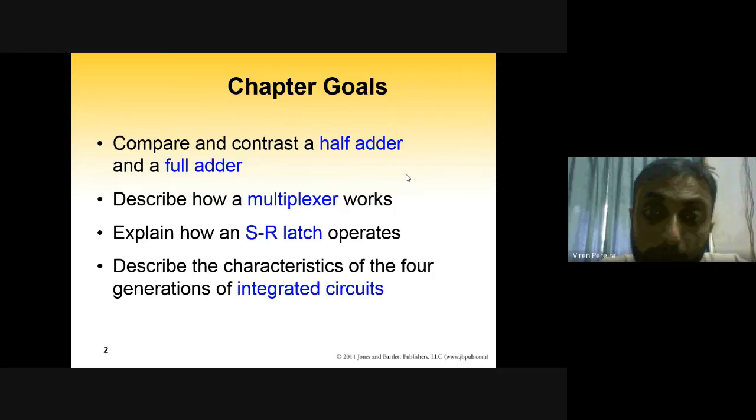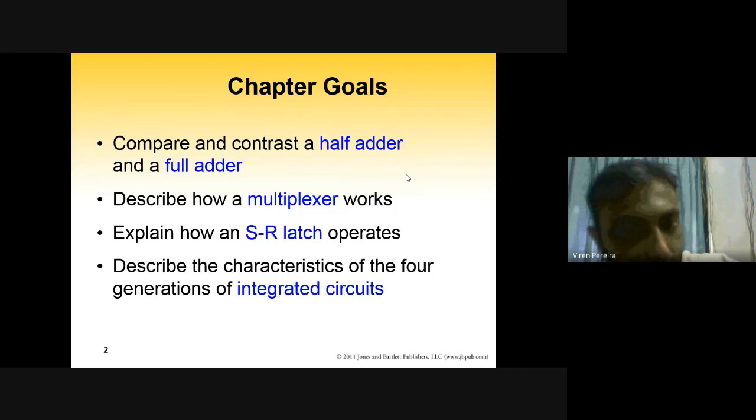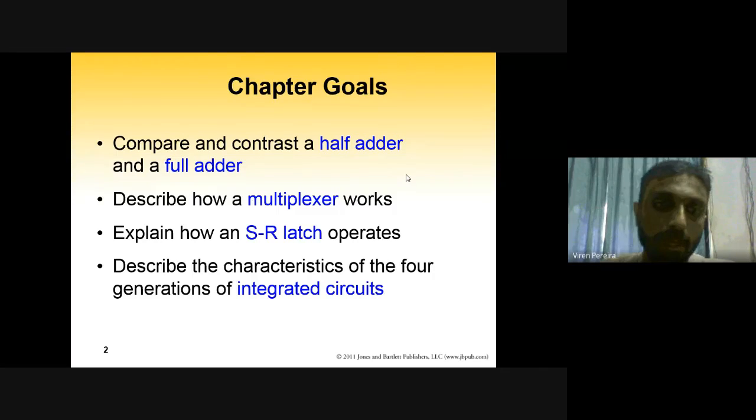And describe how a multiplexer works. As I told you, what's a multiplexer? You can have just 3 pins and you can have as many outputs as you want. So that's a multiplexer. Demultiplexer is the opposite of a multiplexer. Explain how an SR latch operates. This will basically include all your flip-flops, everything.